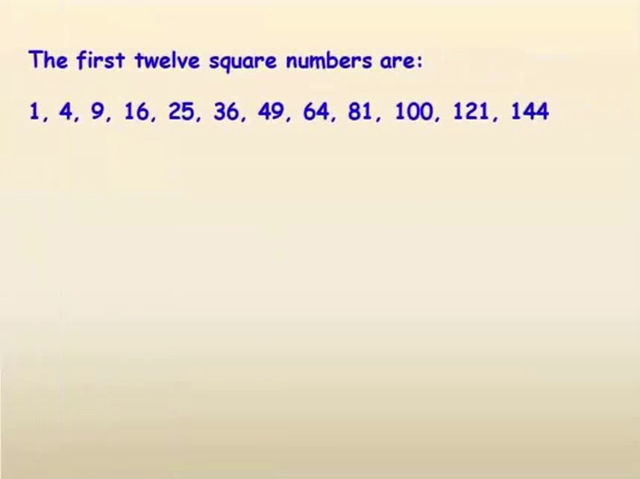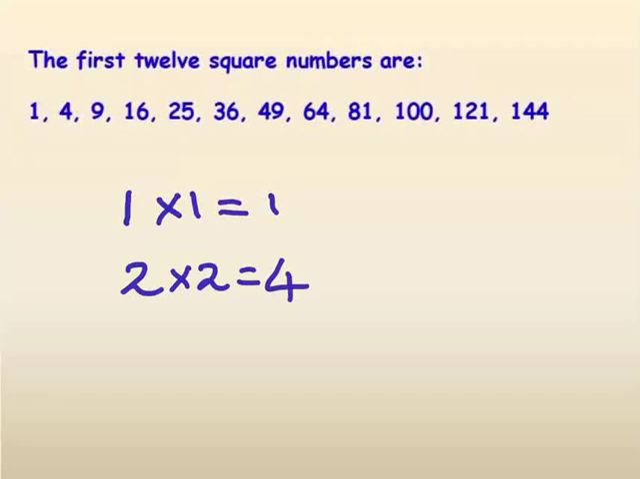These are the squares of the first 12 numbers. Square of 1 is 1 times 1, which is 1. Square of 2 is 2 times 2, which is 4. Square of 3 is 3 times 3, which is 9, and so on.